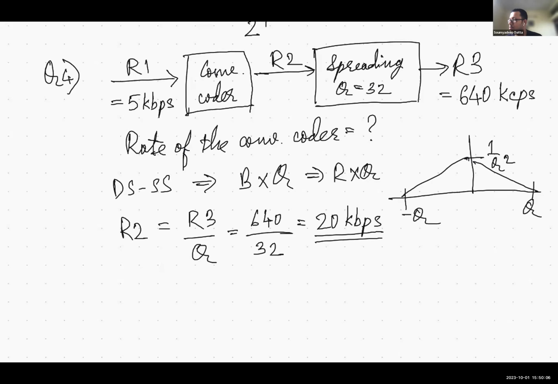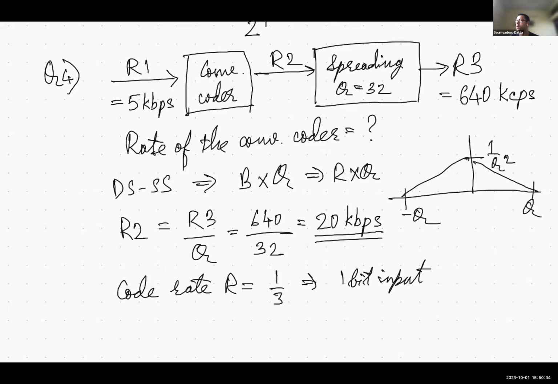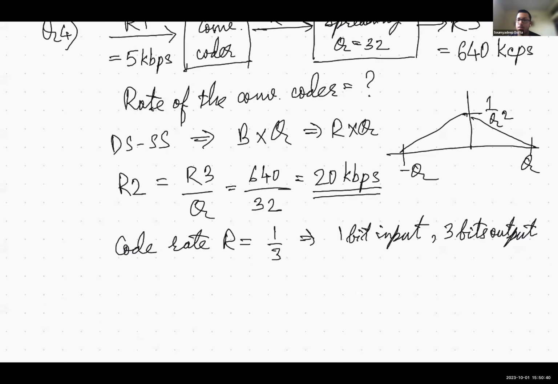So you have some code rate. Let's say the code rate R is equal to 1 by 3. What does this mean? That one bit of input results in 3 bits of output, right? That's how a coding system works. So you have some interleaving, some parity bits, whatever. Okay, and so in this case, let us find out.